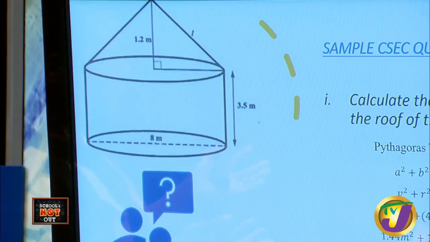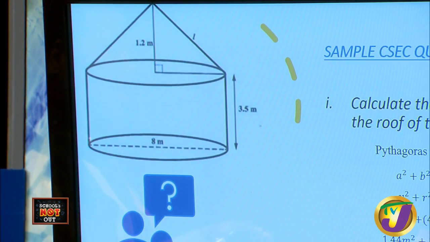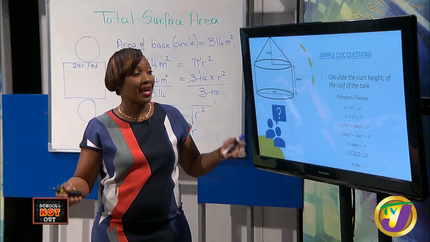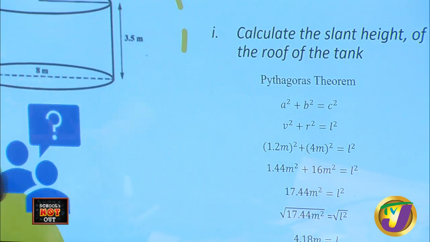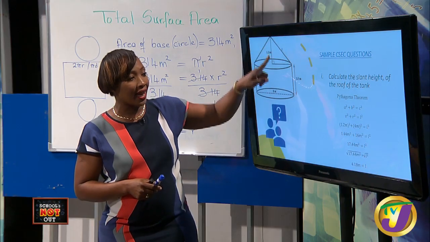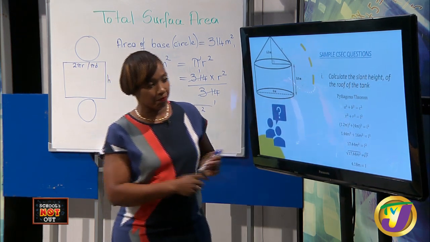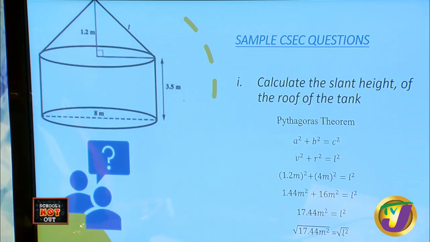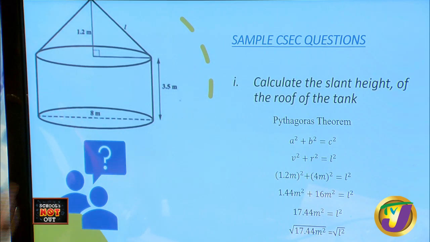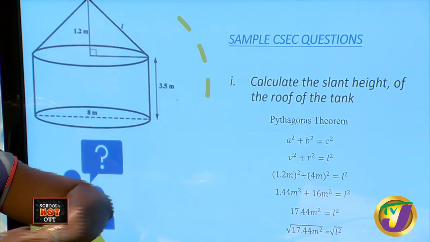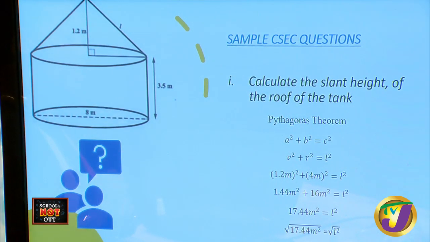And remember, we already said that the radius is half the diameter, or the diameter is twice the size of the radius. So the radius is there. So you'd square the radius and you square the other side. That is your vertical height represented by V, which is 1.2 meters. So we'd substitute the values in this equation here. So your V being 1.2 meters squared plus 4 meters squared will equal the square of your length.